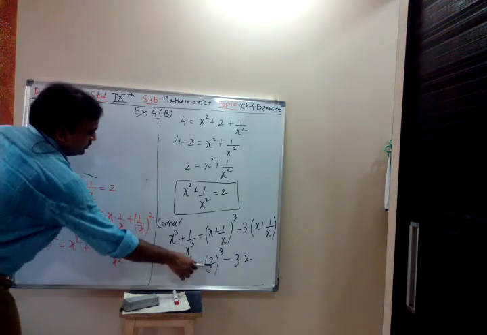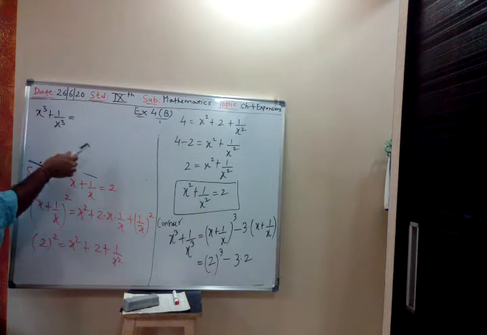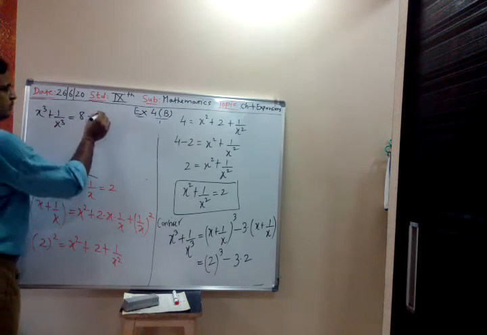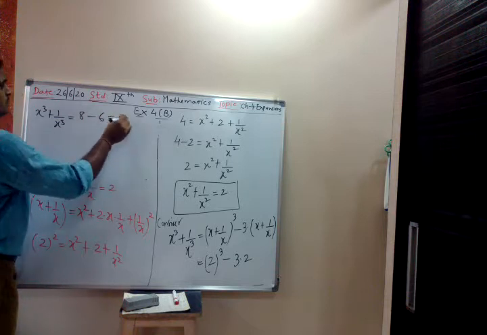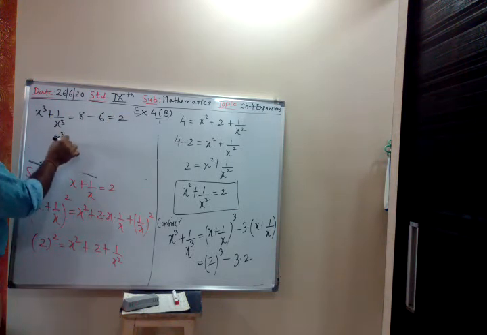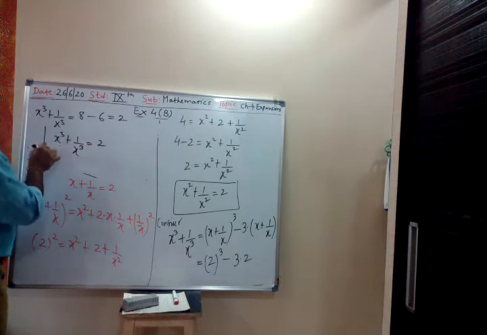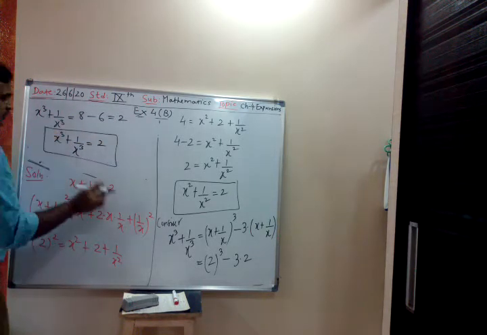2 cube means 2 into 2 into 2, 3 times. 2 into 2 is 4, 4 into 2 is 8. Minus 3 into 2, 6. 8 minus 6 is 2. So x cube plus 1 upon x cube, we have found this value, which is 2. So 2 parts we have found.